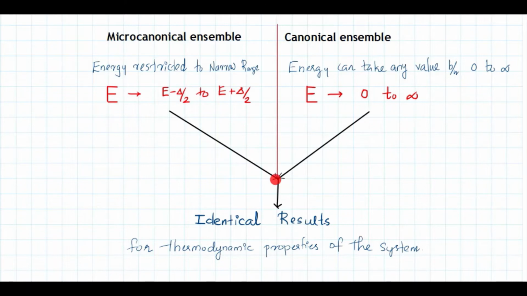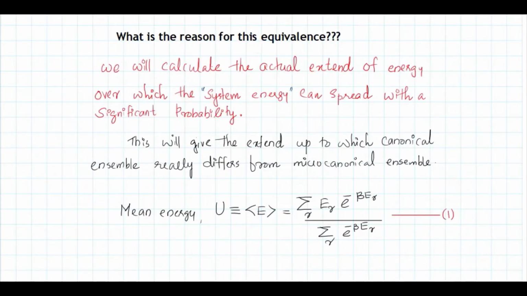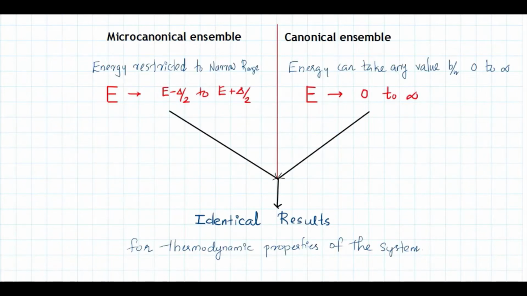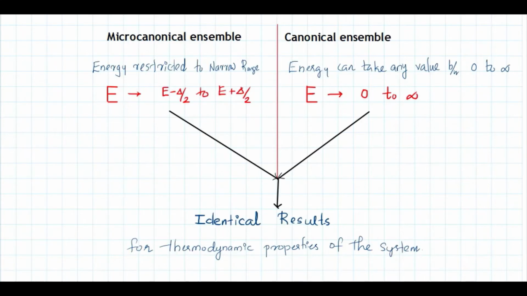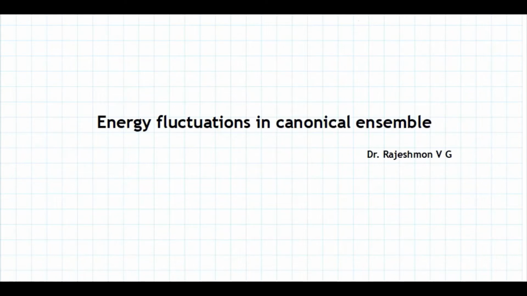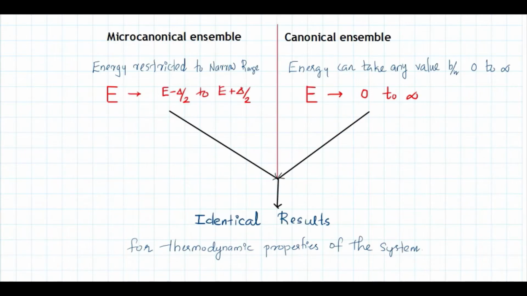We have derived all the thermodynamic properties using the microcanonical ensemble approach as well as the canonical ensemble approach for the classical ideal gas. Now, what is the reason for this equivalence? We already saw that in the microcanonical ensemble, energy is restricted to a very narrow range. For canonical ensemble, it can take any value between 0 and infinity. Then, why do these two approaches give identical results? What is the reason for this equivalence? For finding that reason, we are going to study the energy fluctuations in canonical ensemble.